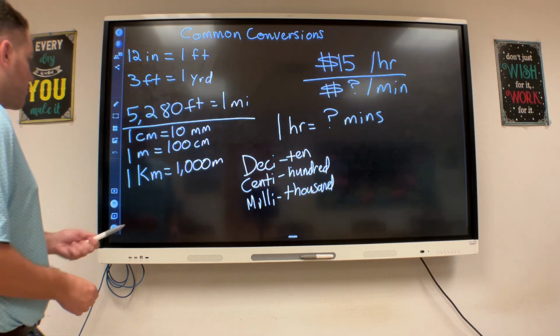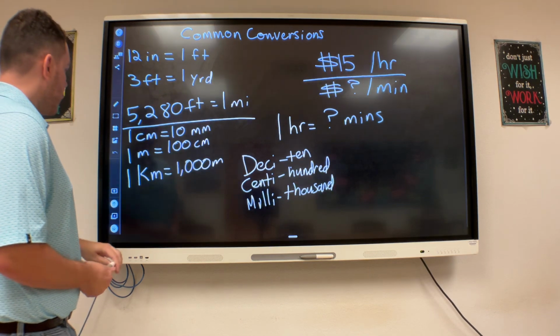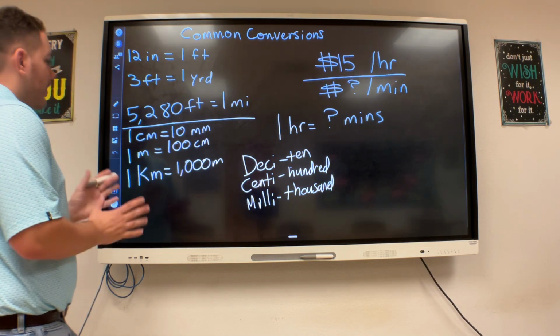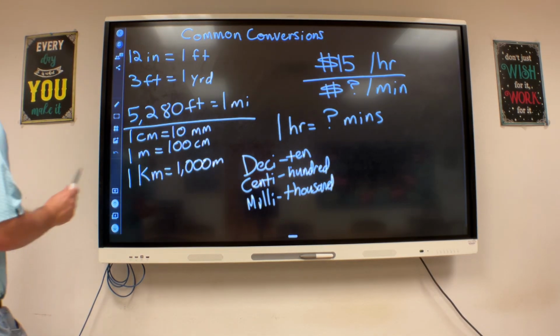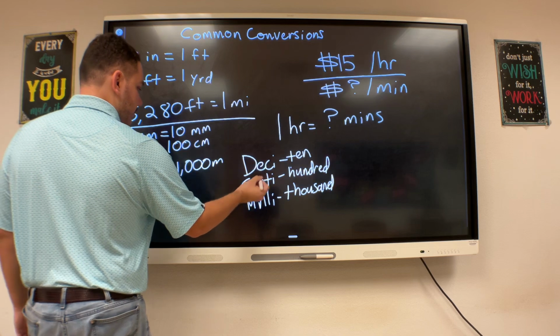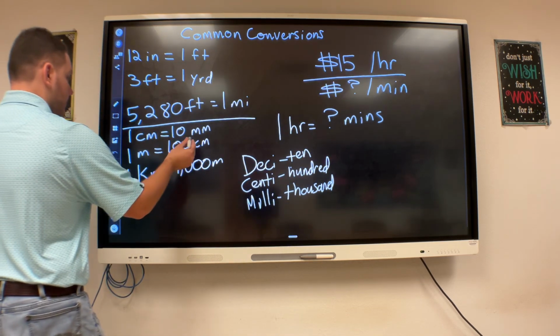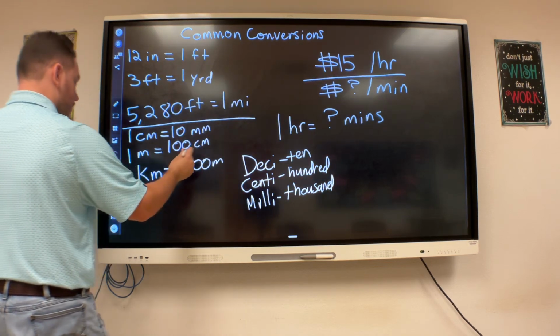Like I said, 1 centimeter is equal to 10 millimeters, and then 1 meter is equal to 100 centimeters. And that's kind of where it comes in. If you know your prefixes, it's not going to be so difficult, because if you know that centi means 100, then you'll know that there are 100 centimeters in 1 meter.